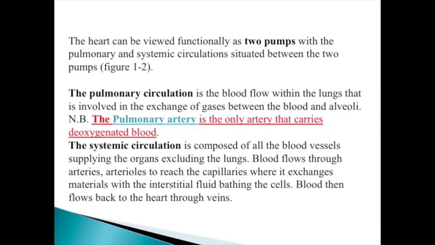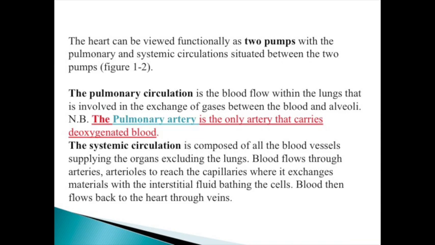Take in consideration a very important remark here, that the pulmonary artery in blue color is the only artery in the body that carries deoxygenated blood, لأنه لسه لم يمر على الرئتين لكي يتشبع بالأكسجين، فهو الشريان الوحيد اللي يحتوي على دم أزرق لأنه لم يتشبع بالأكسجين. The pulmonary artery is the only artery that carries deoxygenated blood.